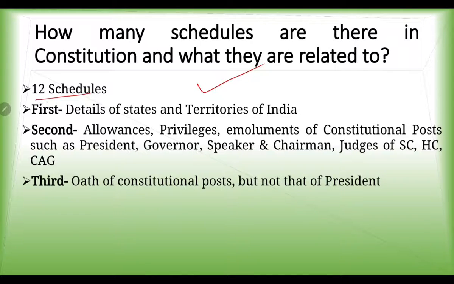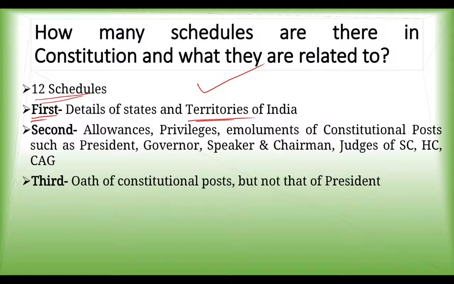There are 12 schedules in the Indian Constitution and each of them deals with a separate topic. The first schedule deals with the details of the states and territories of India. It talks about their names, their jurisdiction and other things.